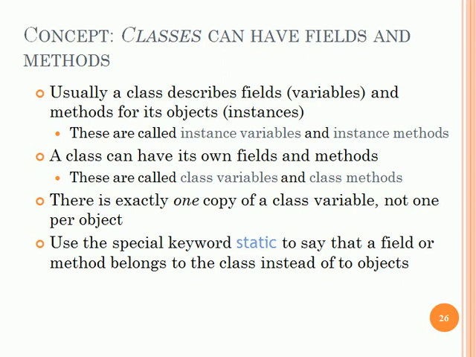Classes can have fields and methods. Usually a class describes fields, which are variables, and methods for its objects, called instances. These are called instance variables and instance methods. A class can have its own fields and methods. These are called class variables and class methods. There is exactly one copy of a class variable, not one per object. The special keyword we use is static, meaning that a field or method belongs to the class instead of to objects.